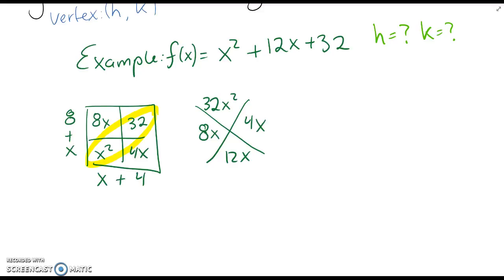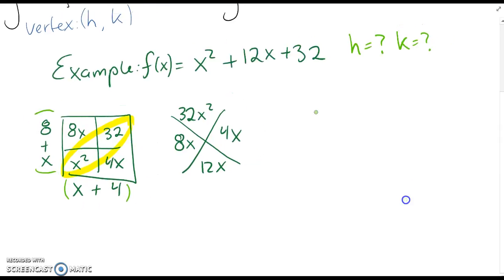Okay, so you can check your work. Remember we had 8x times 4x, we should get 32x squared. 8x plus 4x gives us 12x. We fill that in, and then we fill out our dimensions accordingly. Now that we have this factored, we can write our factored form. Our final factored form should be these two binomials multiplied together. So f of x is also equal to x plus 8 times x plus 4.